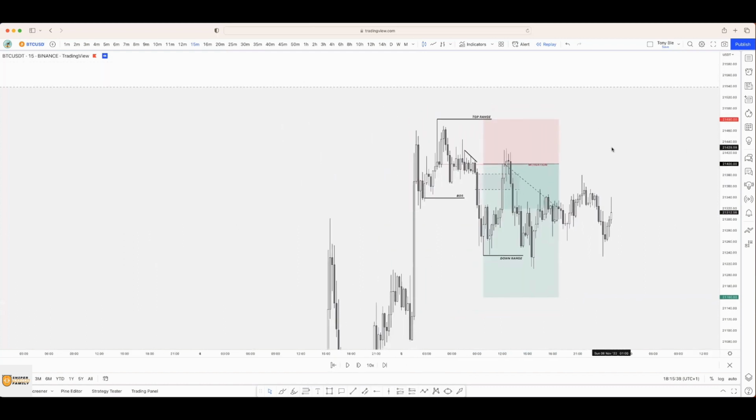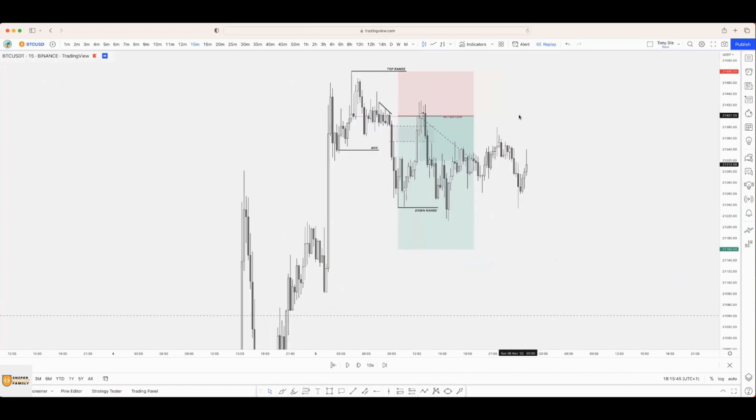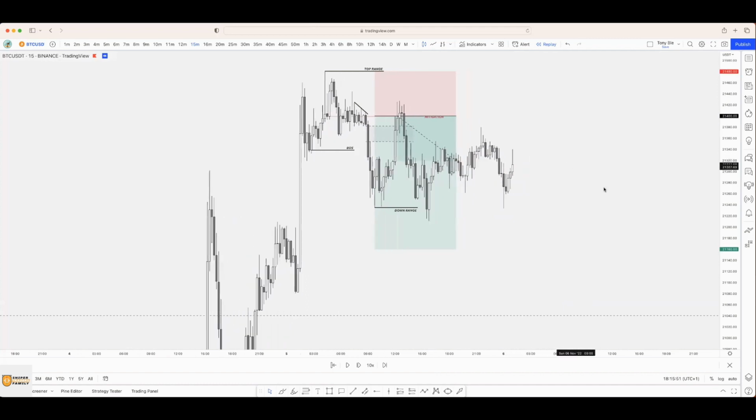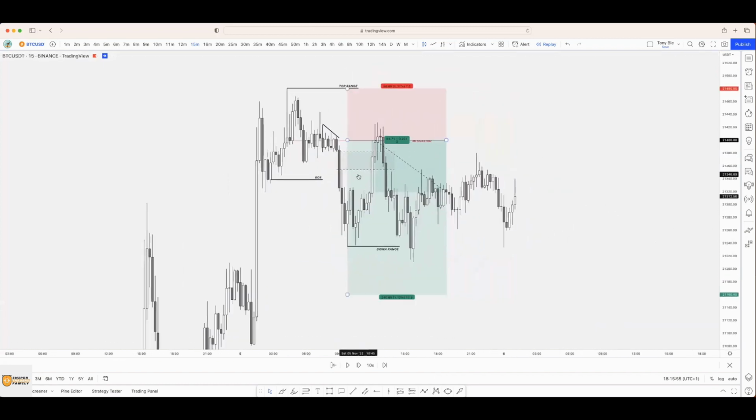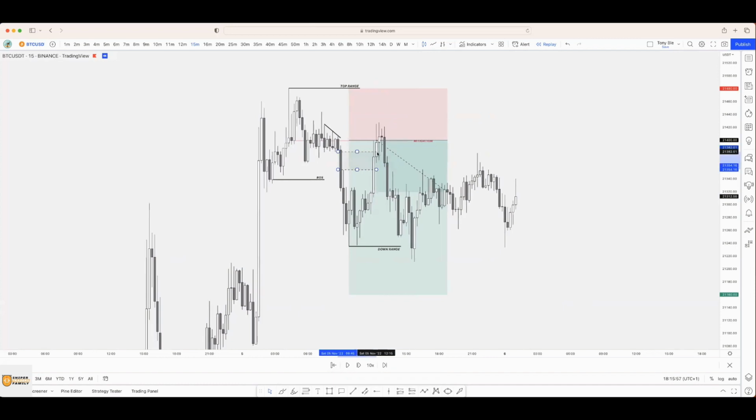So now maybe, again, the same thought process. Maybe this is going to be the move that is going to take me down to what? 17K. Okay, that is how I like to think. So now that is the first entry to the downside. Now there was also another entry here.